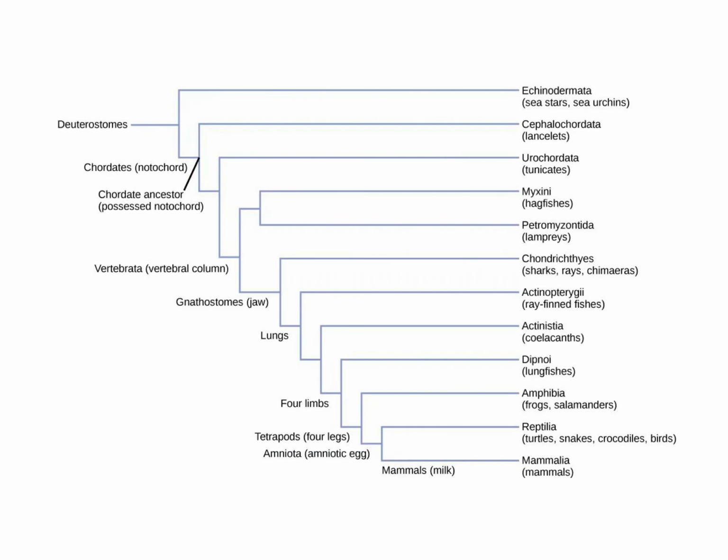On this phylogenetic tree, you can see that mammals are here. And one of the defining characteristics is that they feed their young with milk. Mammals are classified as amniotes. We are tetrapods with 4 limbs. We have lungs. We have a jaw. We have a vertebral column. We are classified as chordates, and we develop as deuterostomes.